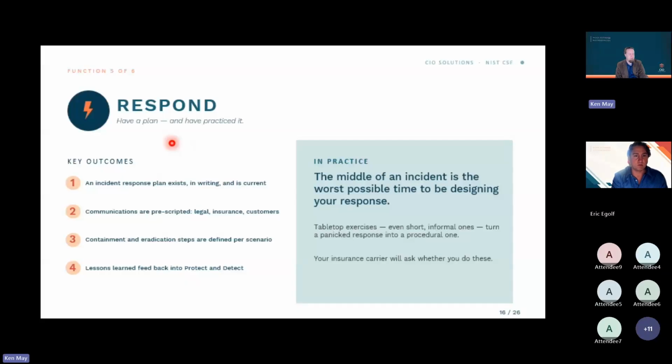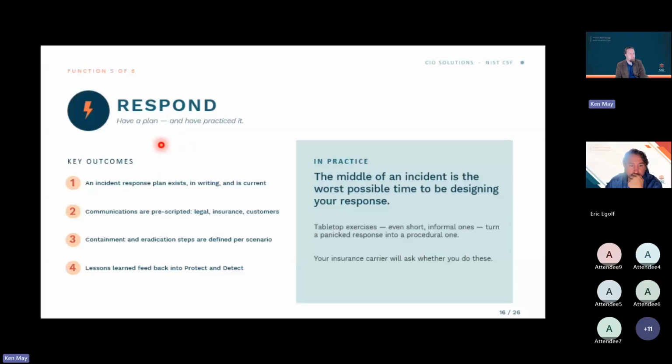There's some interesting gamified things out there, but a 30-minute walkthrough with leadership and IT, even just on paper, is important to make sure that we know what happens when the internet goes down, what happens when phones go down, what happens if our systems were hit by ransomware.